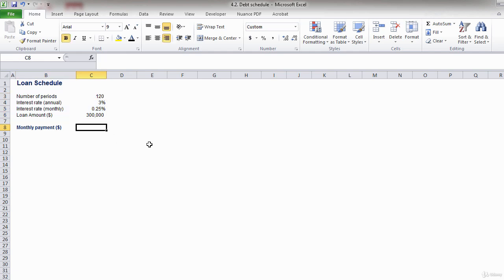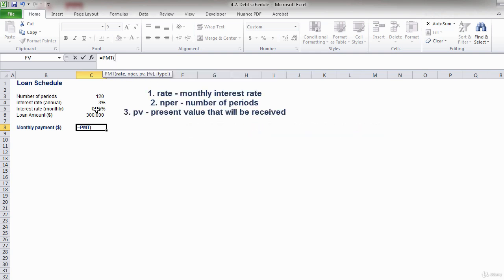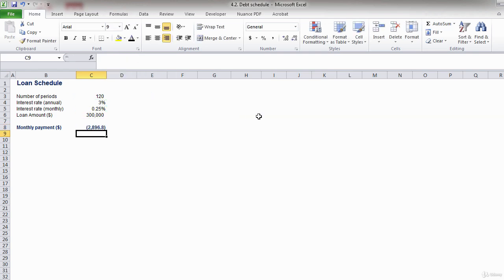We have all the necessary inputs that would allow us to calculate the monthly payment for the loan. The Excel formula for this calculation is PMT, as in payment. I will type it into the formula bar and will select each of the inputs. Okay, our formula is ready. The borrower will have to make a monthly payment of $2,896 for 10 years in order to repay the loan.